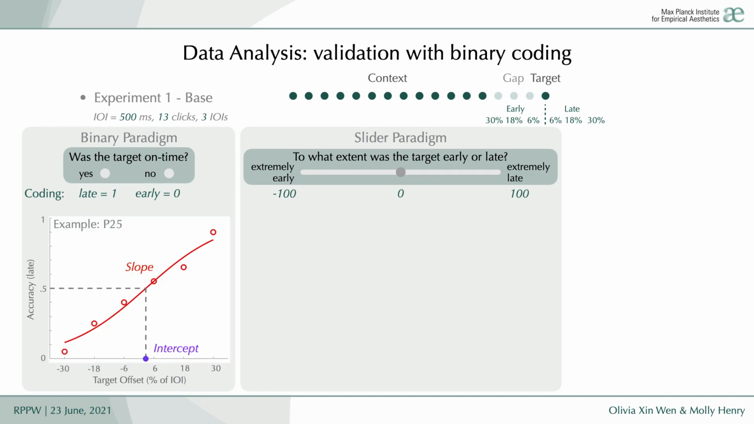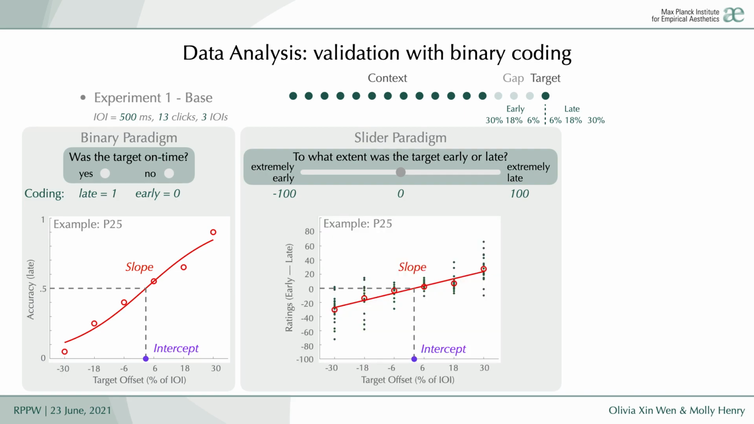Here is an example from one participant. We plotted how many trials out of all trials at the same offset were perceived correctly, and then fitted a sigmoid curve. As we know from psychophysics, the slope is a measure of sensitivity. A steeper slope suggests that the participant is better able to tell different target offsets apart. The intercept is a measure of bias. Here, it translates to where on the slider the participants centered their ratings around, which is often slightly shifted from the actual center of the slider.